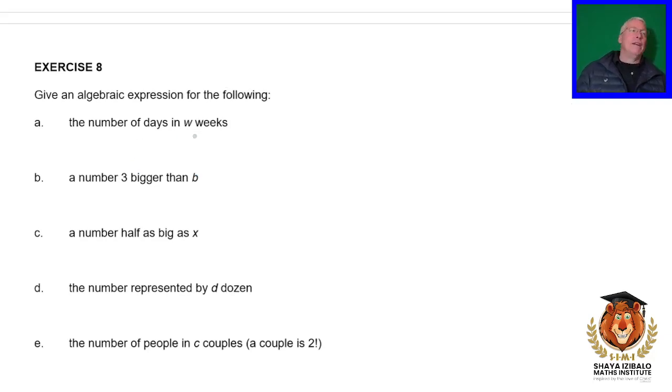The number of days in W weeks. And I can see a lot of you saying, how do we know? We don't know what W is. Okay, so what I want you to think about is, let's put a number here. If I said, how many days are there in 3 weeks? There are 21. How many days are there in 10 weeks? There are 10 times 7. This 21 is actually 3 times 7.